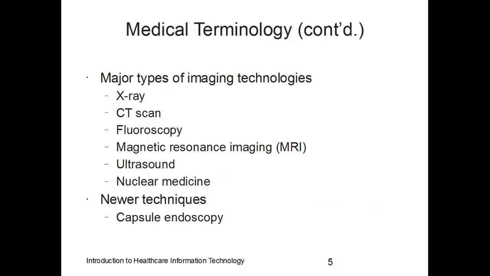And some of the major types of imaging technologies that you'll see, of course, the standard X-ray, then the CAT scan, or CT scan, as it's known, fluoroscopy, MRI, magnetic resonance imaging, ultrasound, and nuclear medicine. And a newer form of radiology is called capsule endoscopy. And this is where a patient will swallow a miniaturized camera within a capsule, and that camera will record its journey through the gastrointestinal tract.